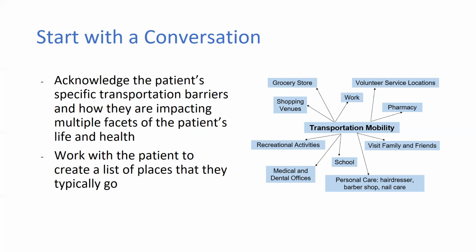And then once you introduce that conversation and get going together, you want to create a list of the places that they typically go. And again, I have the transportation mobility diagram on the right to remind you that patients go a lot of different places, not just to the health office. So you want to talk about where they need to get to so that you can have a comprehensive list of places that should be included when addressing their transportation barriers.